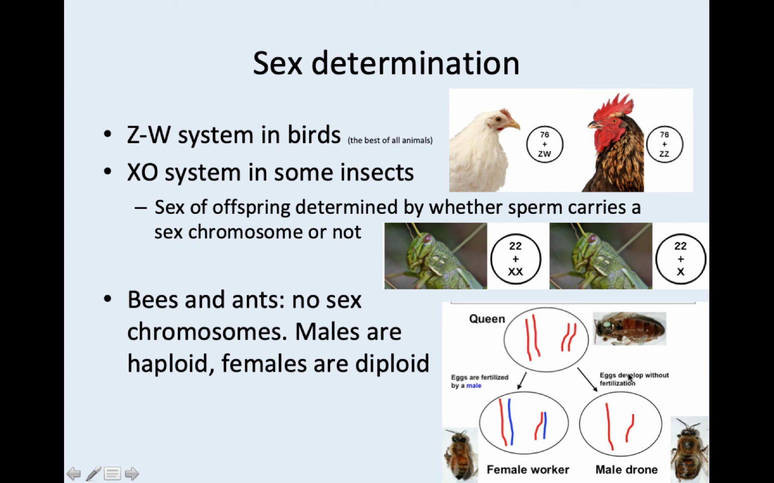The point I'm trying to make is that humans are not the standard, normal way that sex is determined in organisms. It differs between different organisms, and it differs between whether the male or the female is basically going to determine the sex of the offspring.